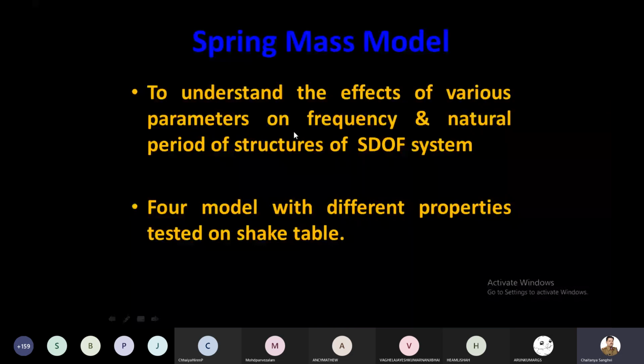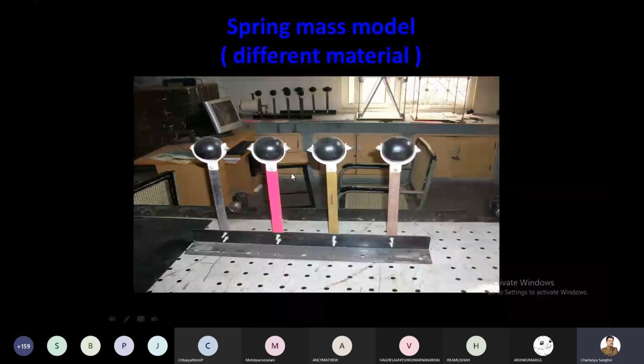Therefore, the first model we have developed is the spring mass model. Now, what exactly is this spring mass model? This is the spring mass model where a heavy mass is located at the top. This will represent the slab.